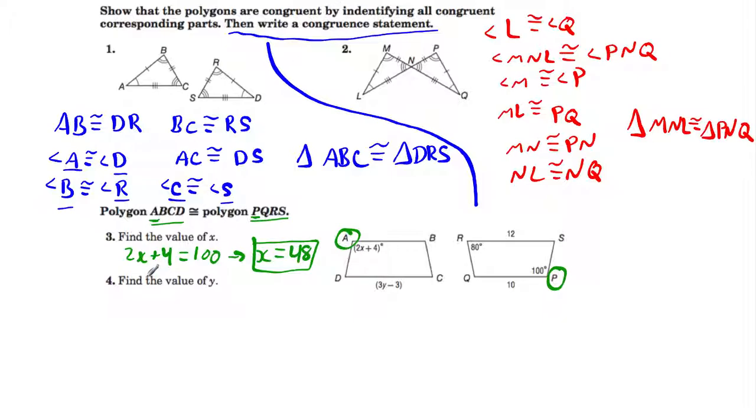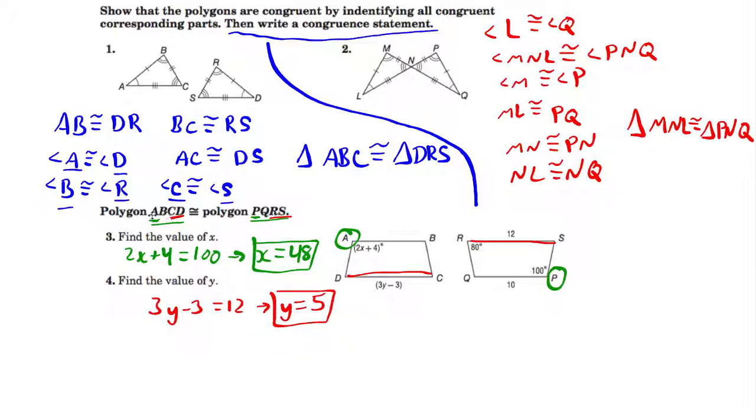And then if we look at the value of y, well, it's this side here, DC. DC or CD are the last two letters there, so that's going to correspond with RS, which we can see is 12. So we get 3y minus 3 is equal to 12. Add 3 to both sides, 3y is equal to 15, or y is equal to 5. Very, very important there.